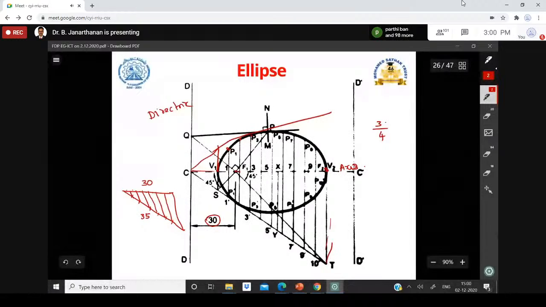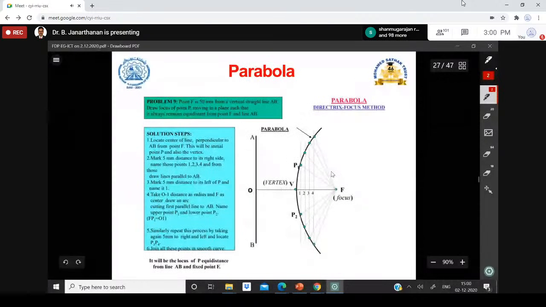So now students may be able to complete the perfect ellipse. This is the hint you have to give to the students to get the other vertex also. Then the parabola is similar to that. The only thing is this is an open-ended curve, whereas the ellipse is a closed curve.